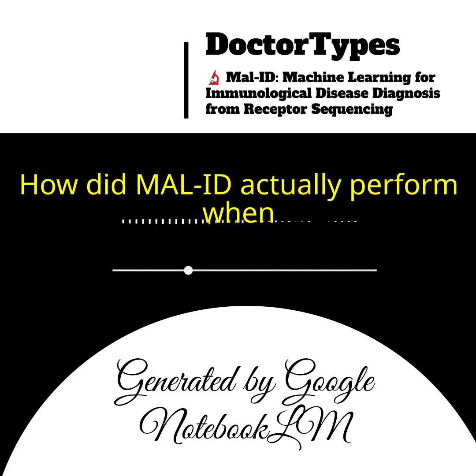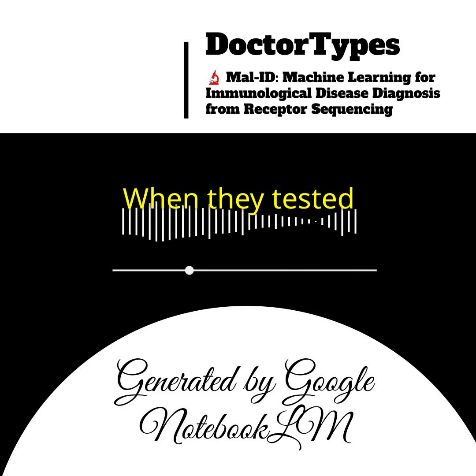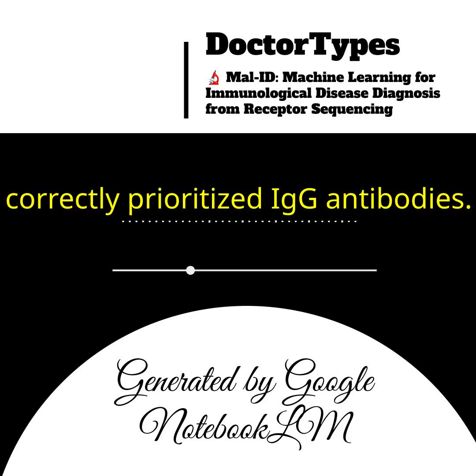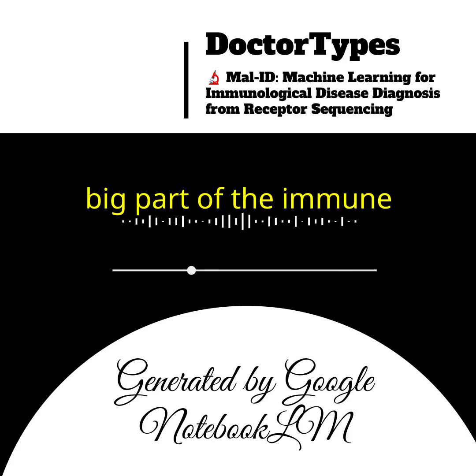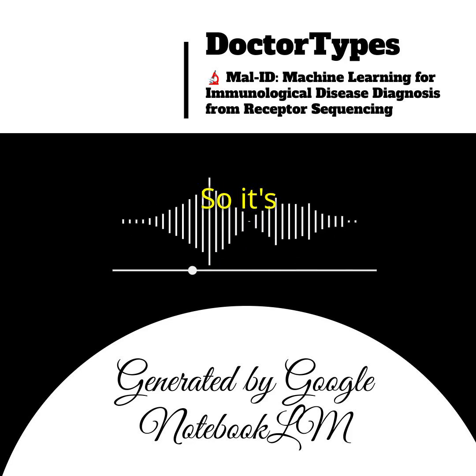This is all incredibly fascinating, but I need some concrete examples. How did MAL-ID actually perform when tested on real diseases? Let's start with COVID-19. When they tested it on blood samples from COVID-19 patients, MAL-ID correctly prioritized IgG antibodies.